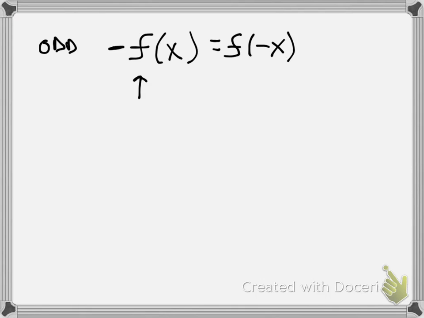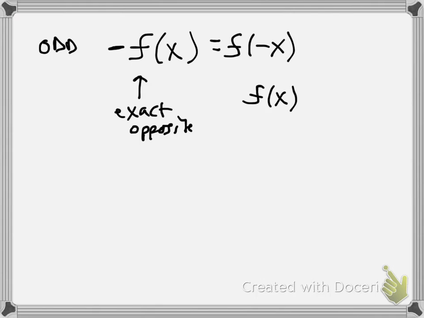We'll start again with the rule. If your original function, if you make all the x's negative in an odd function, it'll end up being the negative of your original function. So it would be essentially the exact opposite. And so again, let's start with an example.